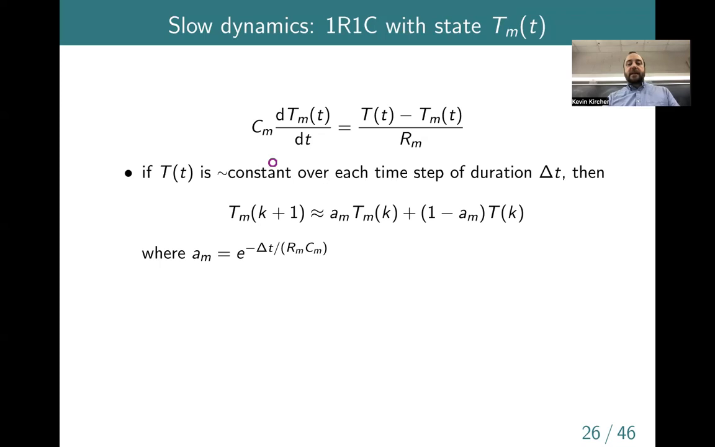And so if that's the case, then we can just exactly discretize this equation quite easily. And we get basically a difference equation that describes the evolution of the mass temperature here. And you can show that this parameter here, A, that shows up in this mixture model just says that the new thermal mass temperature is a mixture of the previous thermal mass temperature and the indoor air temperature. So that thing there, A, is e to the minus delta T divided by the time constant RC for the mass.